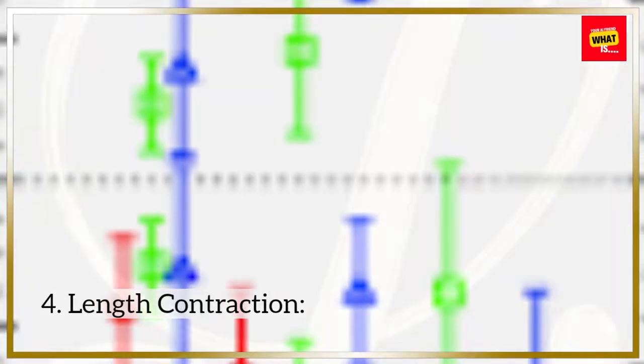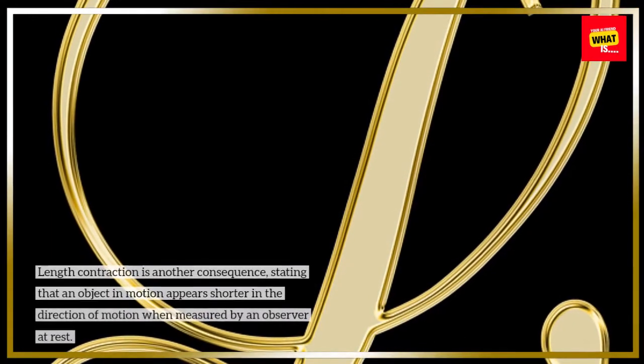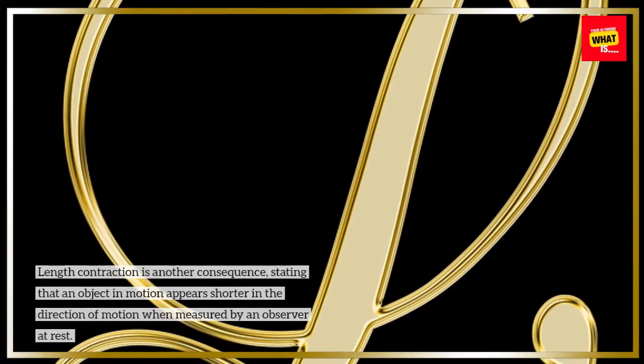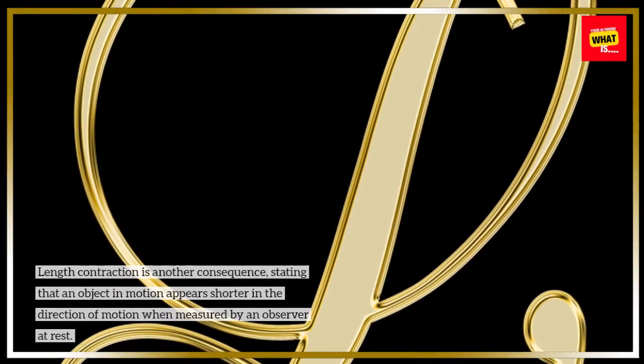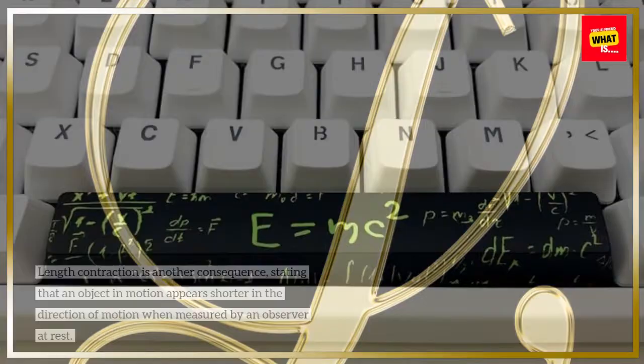4. Length contraction. Length contraction is another consequence, stating that an object in motion appears shorter in the direction of motion when measured by an observer at rest.